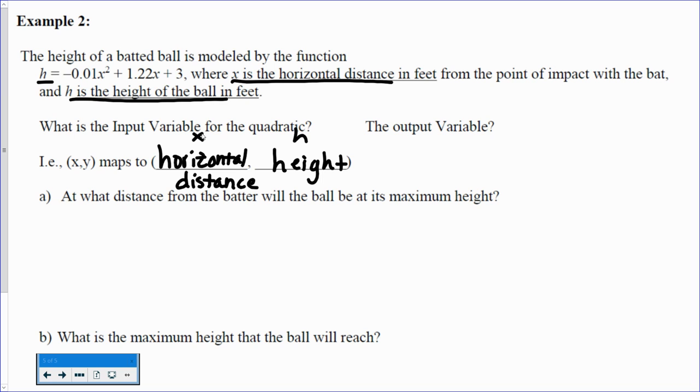Okay. All right, so let's go ahead and try to answer parts A and B so we can pay attention to what they're looking for. So A says, at what distance from the batter? So we're looking for a horizontal distance. So that's our x value. Will it be at its maximum height? Maximum means we're looking at the vertex of this graph, but I want the x coordinate of your vertex.